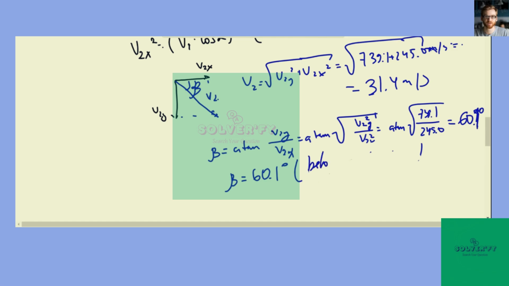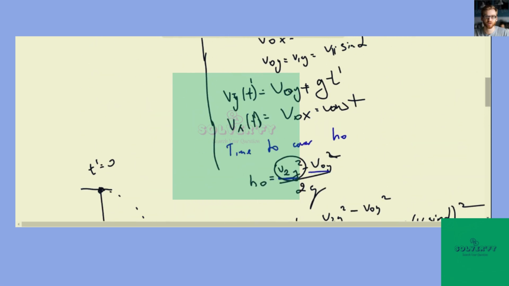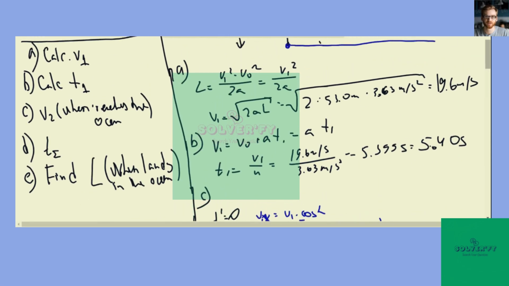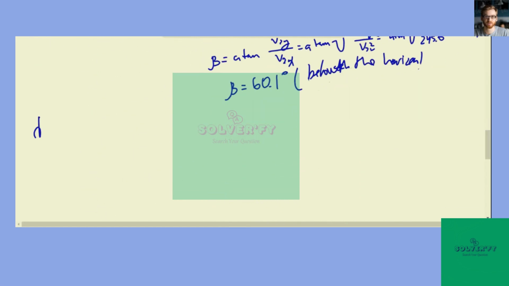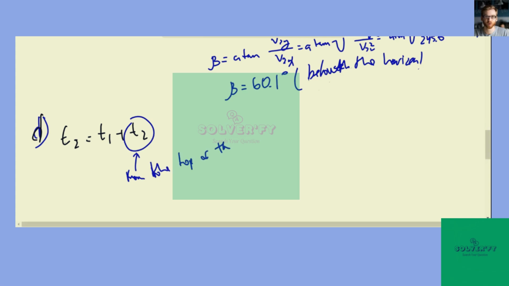So we finally solved question C. Now we have two more to solve, but now it will be faster, because now we have to find the total time of flight, the total time of the displacement, and it equals T1 plus T2, where T2 is the time needed to go from the top of the cliff to the ocean level.